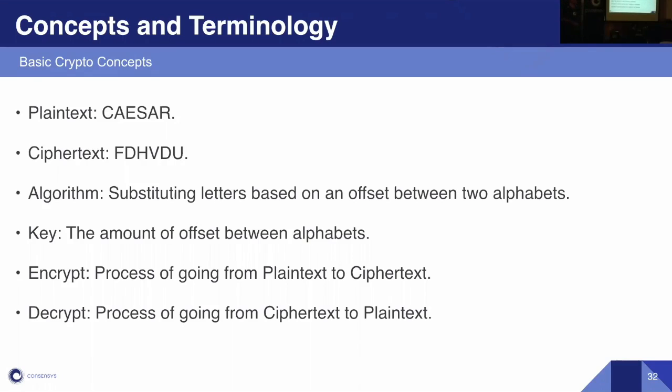And the ciphertext is that there. The algorithm is the concept of substituting letters based on the offset. So we've offset them, and as we've now found out, in Caesar cipher, we offset it perfectly by 7. The key is the amount of offset. Encrypt is the process of going from plain text to ciphertext, and decrypt is ciphertext to plain text.